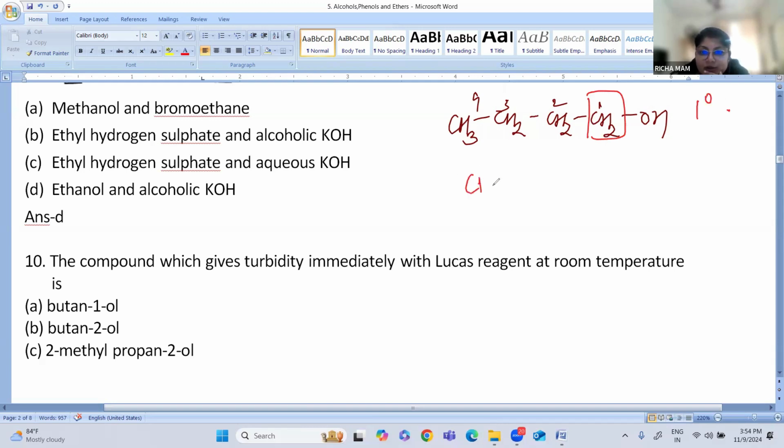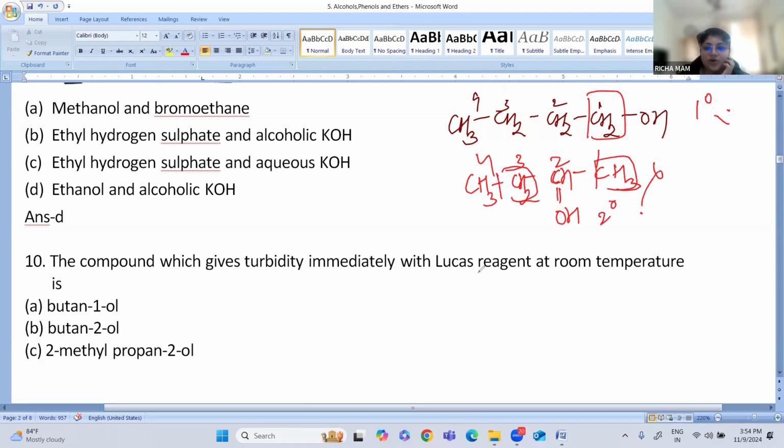Then butane 2-ol. So 1, 2, 3. At the second position you have your alcohol. So CH3, CH2, CH, and 4. This carbon is attached to two other carbon atoms. So this is a secondary. So this is also wrong.